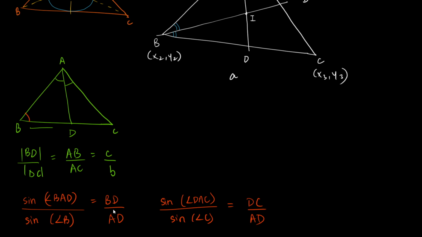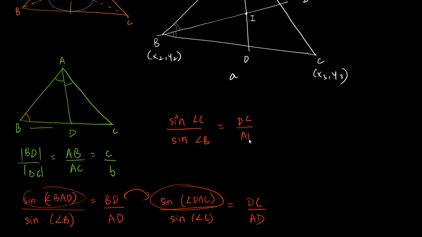Now what you can do is divide both of these, and since angle BAD and DAC are equal, remember, bisectors, the numerators in both of these fractions are the same. So if you divide equation 1 by equation 2, you get sine of angle C divided by sine of angle B is equal to DC by AD into AD by BD.